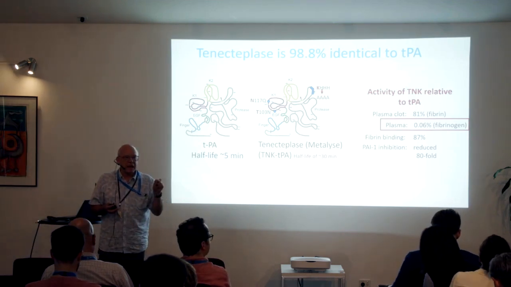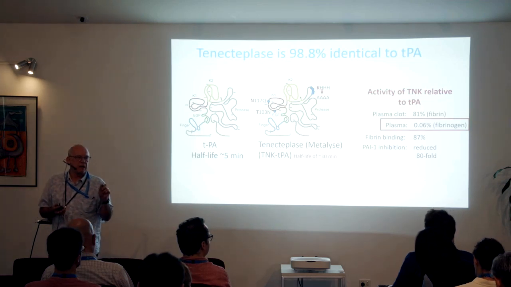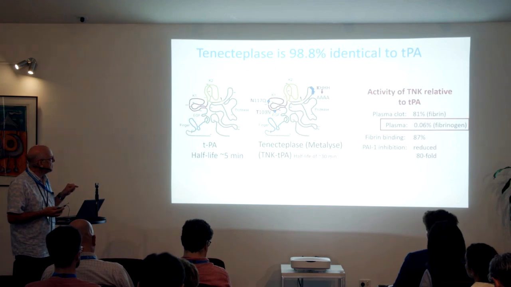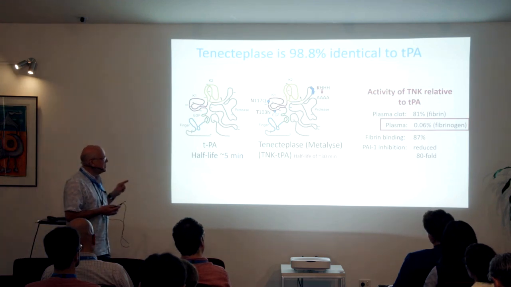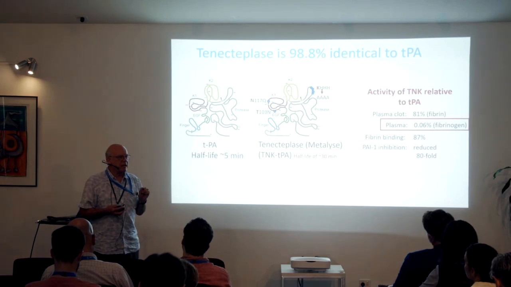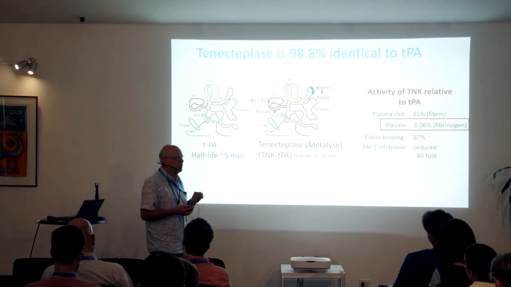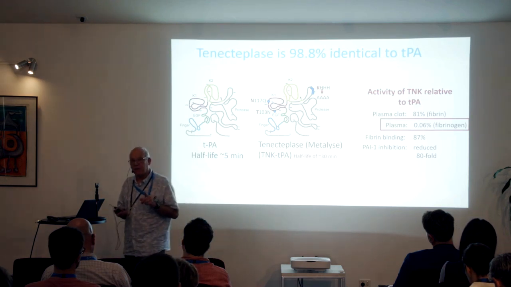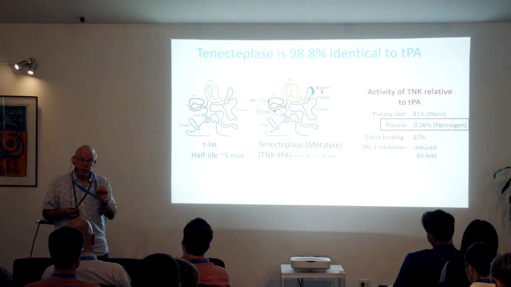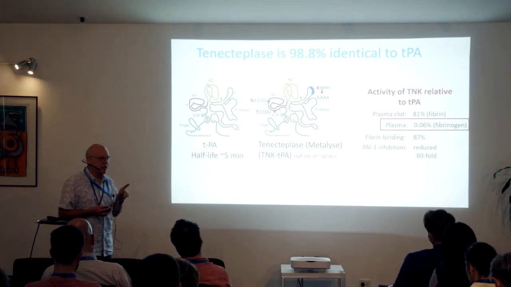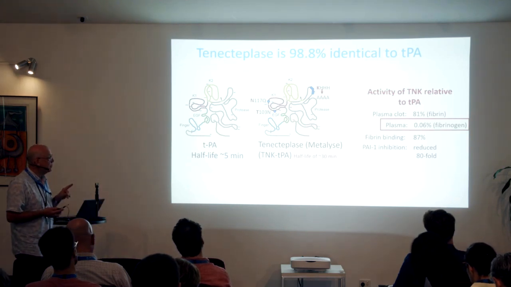Tenecteplase is about 80% as effective as TPA at lysing fibrin. A big difference, and probably the most important difference between TPA and Tenecteplase, is its relative inability to be activated by fibrinogen. So I said TPA is activated 8-fold by fibrinogen. Tenecteplase is activated by fibrinogen way less than TPA is.